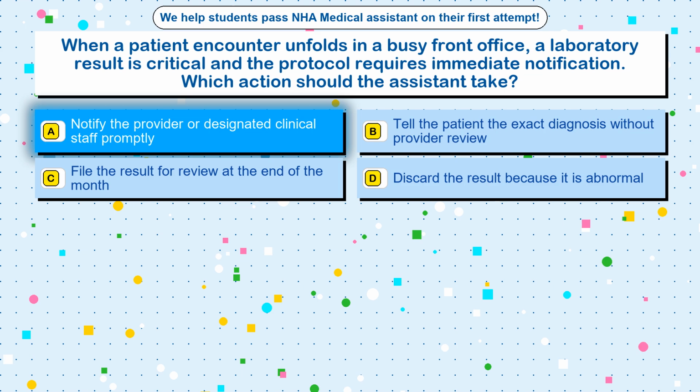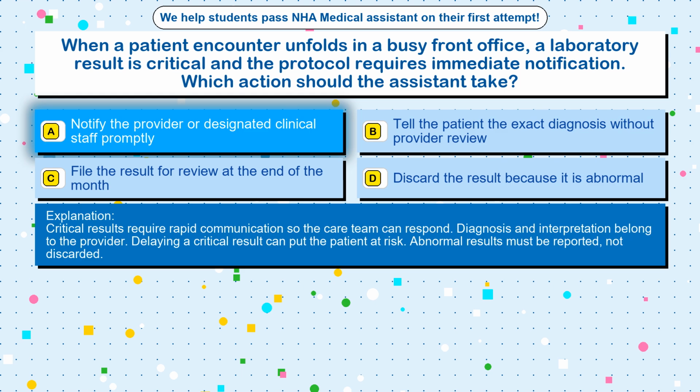The correct answer is option A. Notify the provider or designated clinical staff promptly. Critical results require rapid communication so the care team can respond. Diagnosis and interpretation belong to the provider. Delaying a critical result can put the patient at risk. Abnormal results must be reported, not discarded.